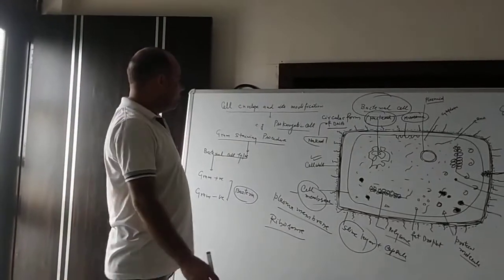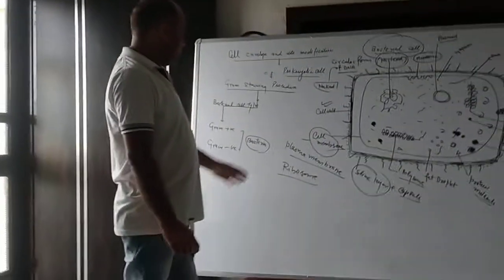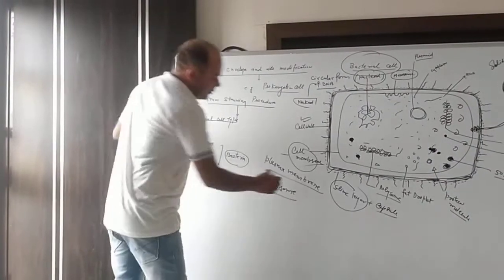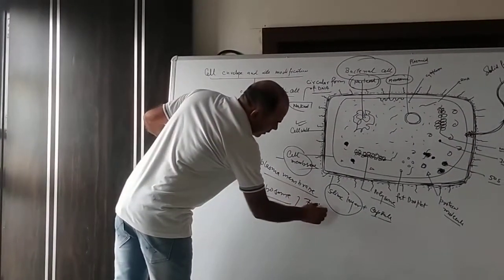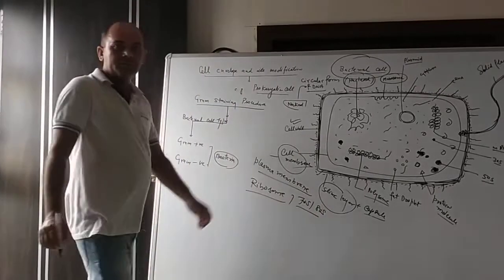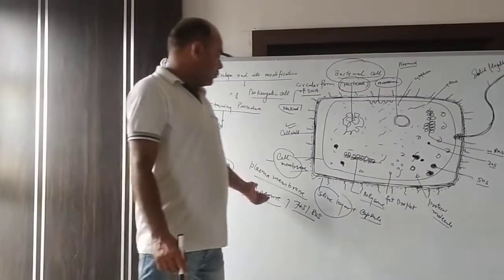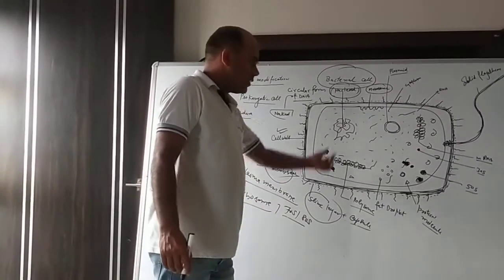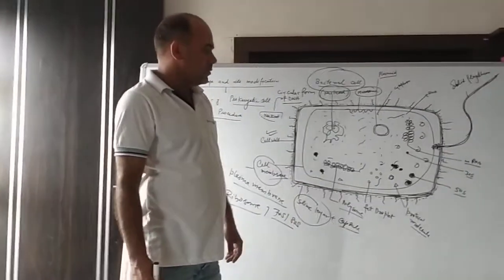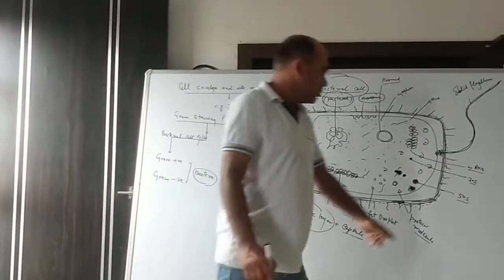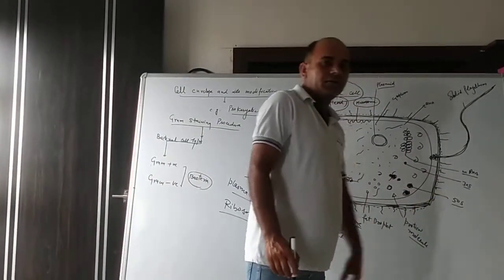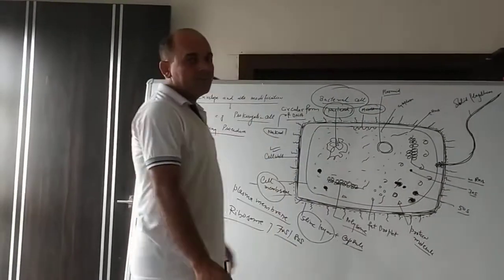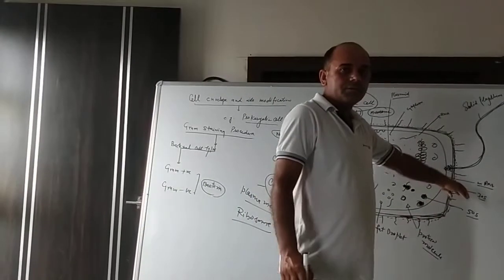Ribosome. You know very well, there are two types of ribosome, 70S and 80S. The ribosome in bacterial cells is of 70S. This 70S ribosome is present in two forms. One is called the large unit, another is called the small unit. The large unit is called the 50S subunit. The small one is called 30S.